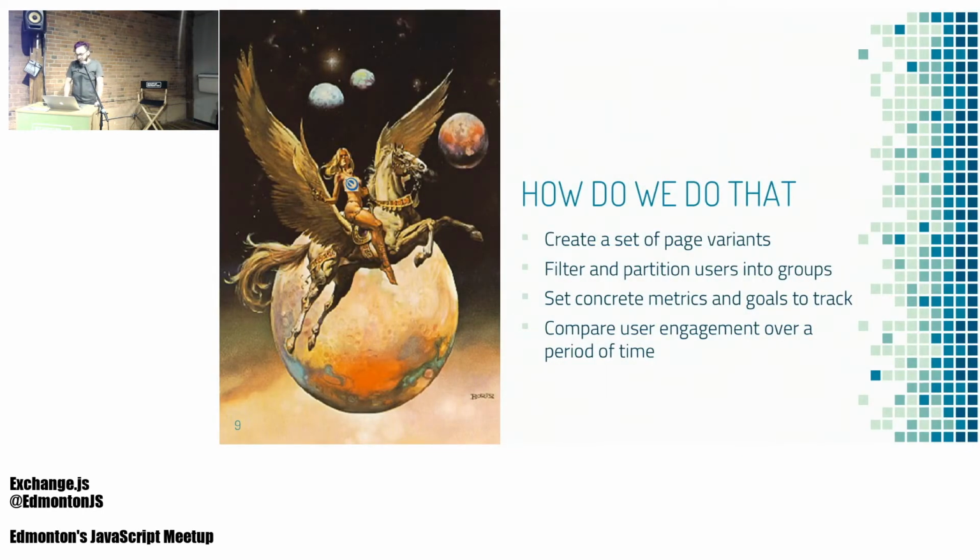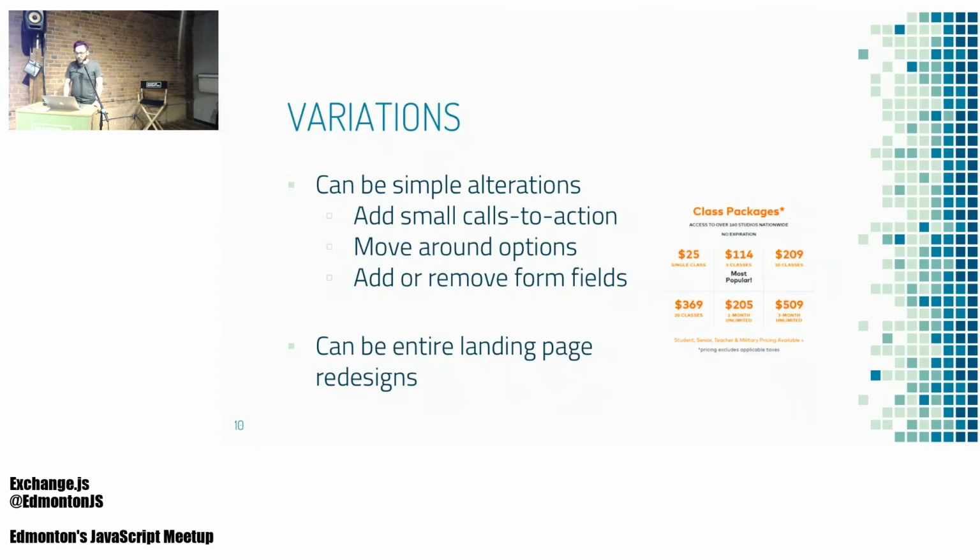First, you have to create a set of variants. These variants are going to be small changes or large changes depending on the design of your test. We'll get into that. And they'll be set up in such a way that you can take your audience and split them to show each group of audience a different variation of your test. You need to set up a concrete set of goals and metrics that you can track. And then once you've run enough people through your tests, compare user engagement and run some statistics to find which version of your site was actually better.